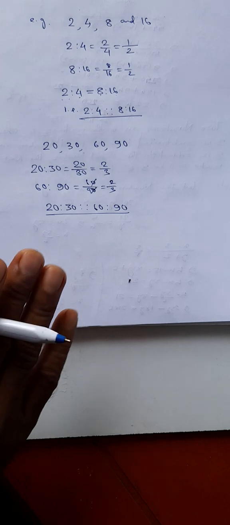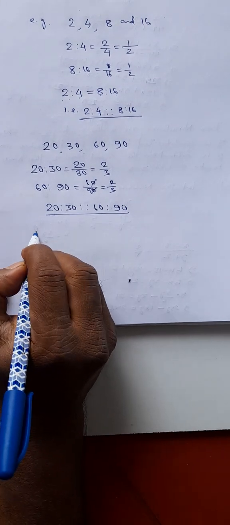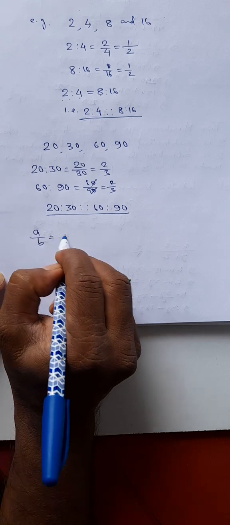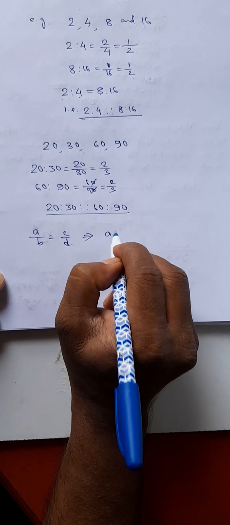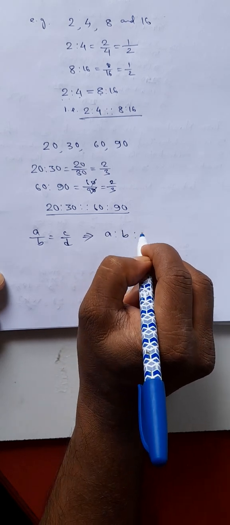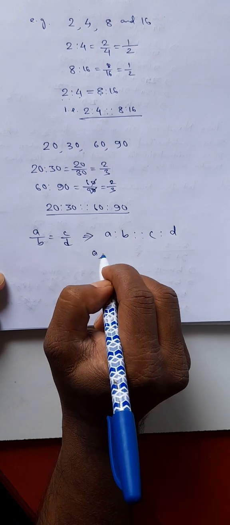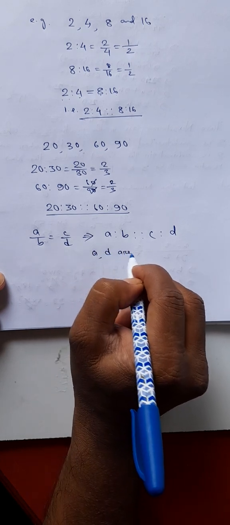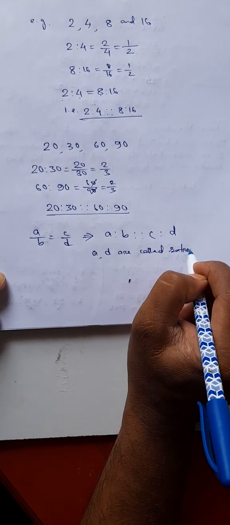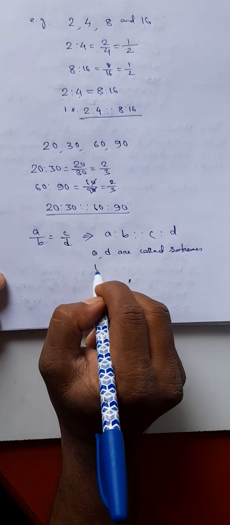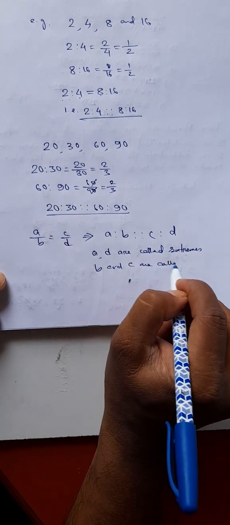Now you see, in a proportion A is to B equal to C is to D, or we write it as A is to B :: C is to D. Here A and D are called extremes and B and C are called means.